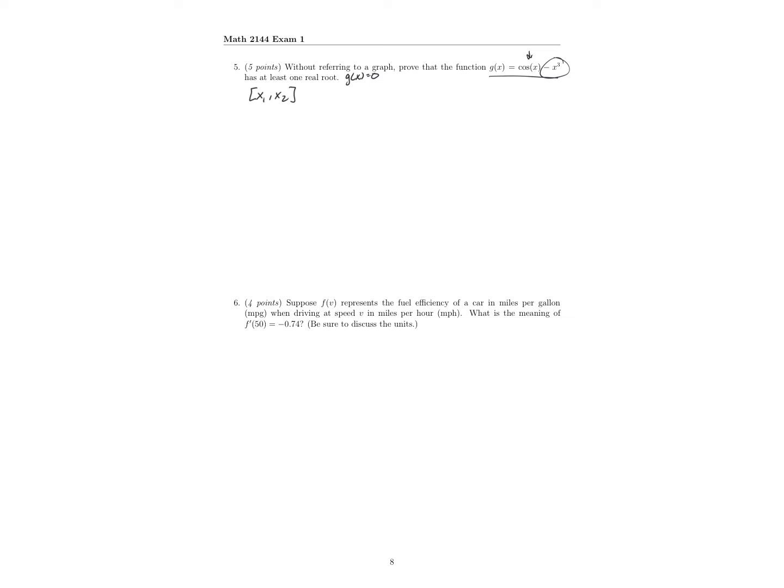Thinking about cosine on the unit circle, along the x-axis, let's try these two values: x equals 0 and x equals pi. We know the function is defined at these points because it's continuous everywhere. So g of 0 is equal to cosine of 0 minus 0 cubed. Cosine of 0 is positive 1, and 1 minus 0 gives 1. Notice that's positive.